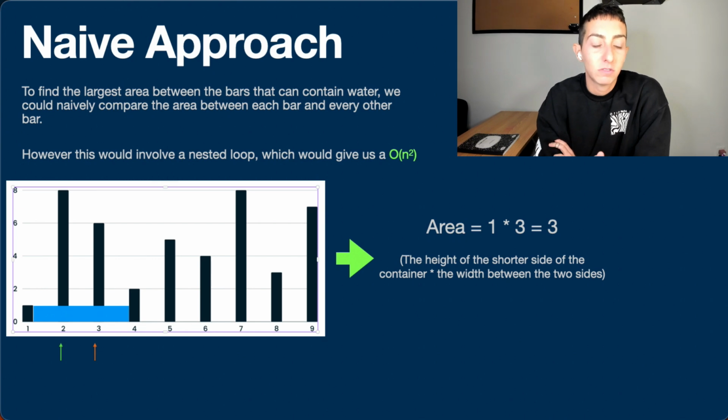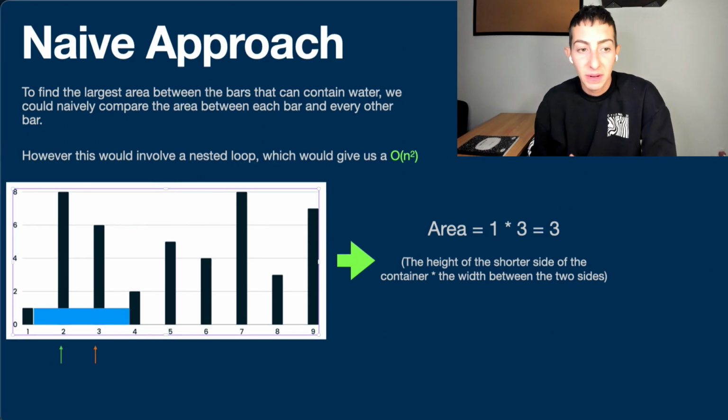So finally, we move our first pointer over, and now we're going to compare this bar with all the bars that come after it. We're not going to compare it with all the bars that come before it, because we've already looked at those, right? We've already looked at 1 and 2 together. We don't have to look at 2 and 1 together. So now we are comparing our second and third bar. Our first pointer is at the second bar, and our second pointer is at the third bar. So let's see what happens there.